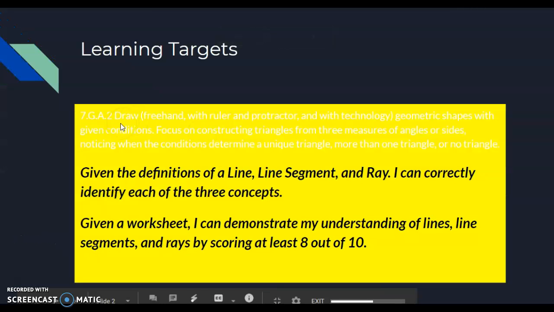All right, so learning targets: given the definition of a line, line segment, and ray, I can correctly identify each of the three concepts. Given a worksheet, I can demonstrate my understanding of lines, line segments, and rays by scoring at least 8 out of 10.